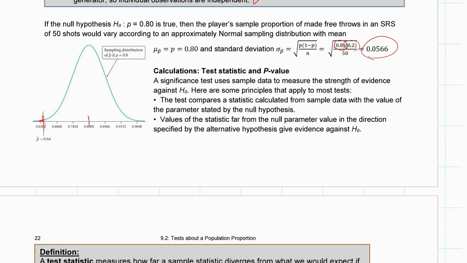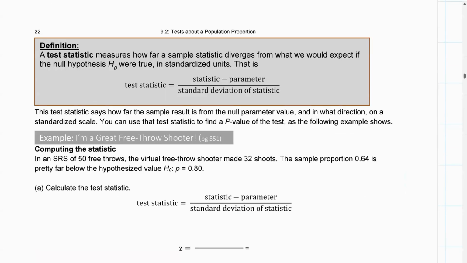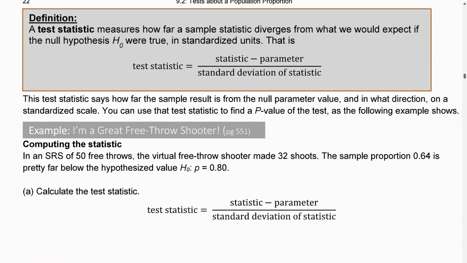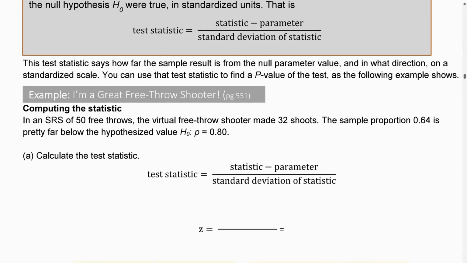Let's look at a way of creating a little more of a procedure for doing this calculation. We are going to calculate a test statistic. Generically, a test statistic measures how far our sample outcome is away from what we expected, measured in standard deviations. So in this particular instance, we know that we have a statistic that goes along with our work, and that statistic is a p-hat.